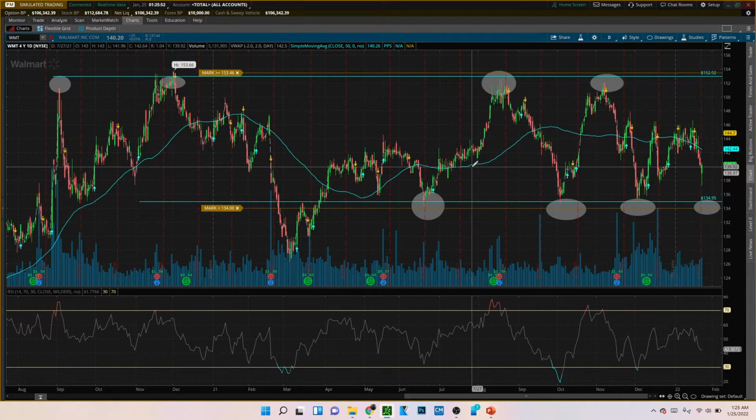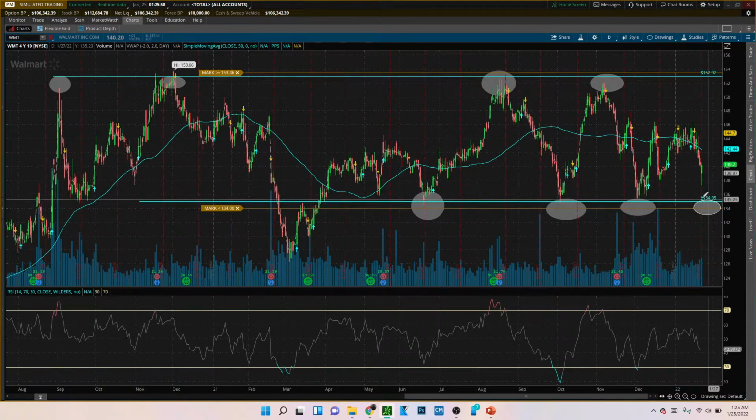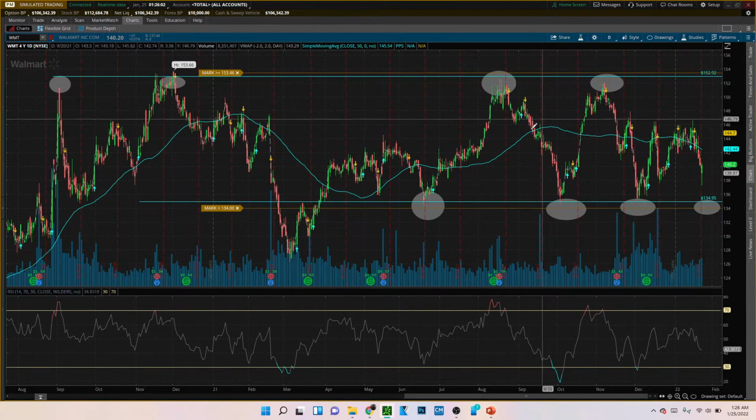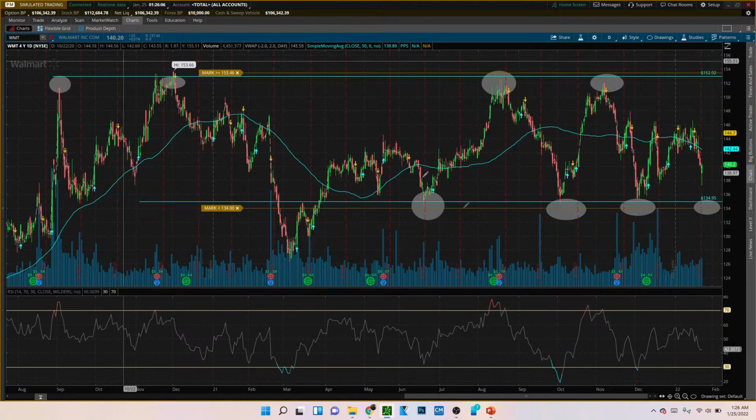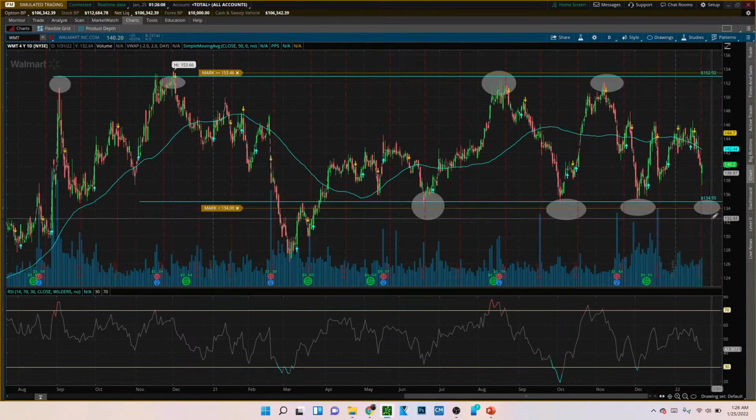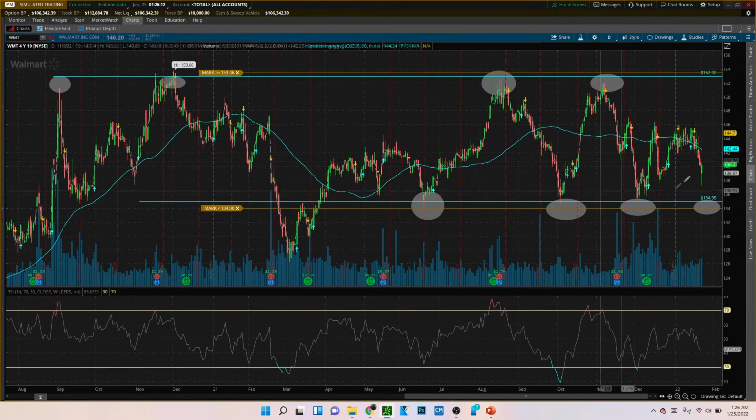If anybody wants to play Walmart right now, this is the play. Once it gets around 136, 135, 134 level, take it long, ride it up to 152. You're going to make money if it doesn't break. Again, don't forget to put your stop loss in place just in case anything goes wrong. But as you can see from the technical pattern here, it's been paying out for over a year.